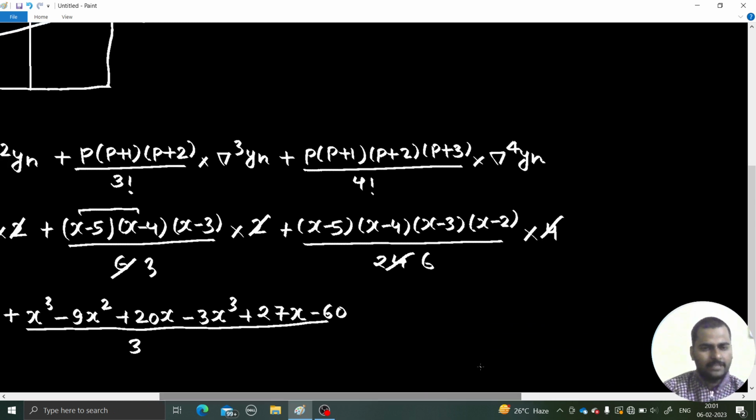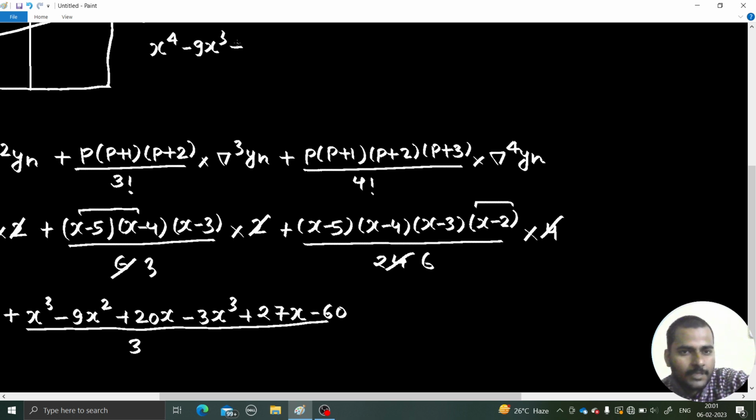Now here again we have just multiplied by an extra x minus 2. So if I write this at the top, first multiplying by x, it will be x power 4 minus 9x cube plus 20x square minus 3x.